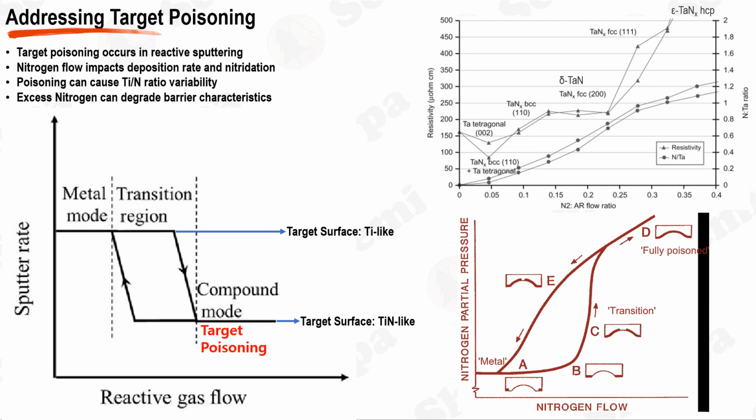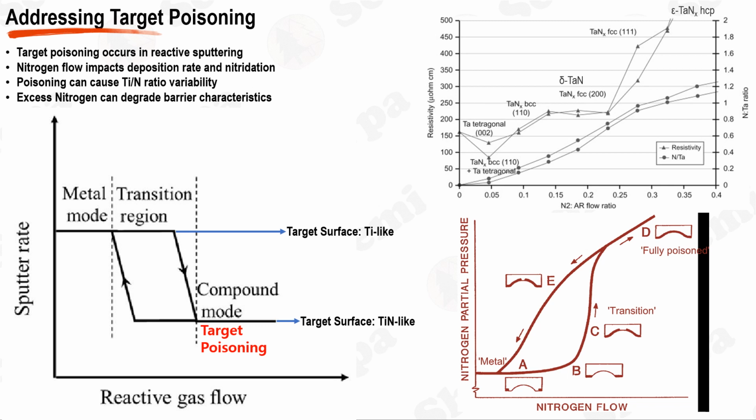However, target poisoning can result in the variable composition ratio of titanium over nitrogen, both from wafer to wafer and within a wafer. This fluctuation can lead to inconsistencies in the properties of the deposited film, which is often a challenge in semiconductor manufacturing processes. Additionally, the transition from the seed (initial) layer to the bulk (main) layer can be affected, further complicating process control.